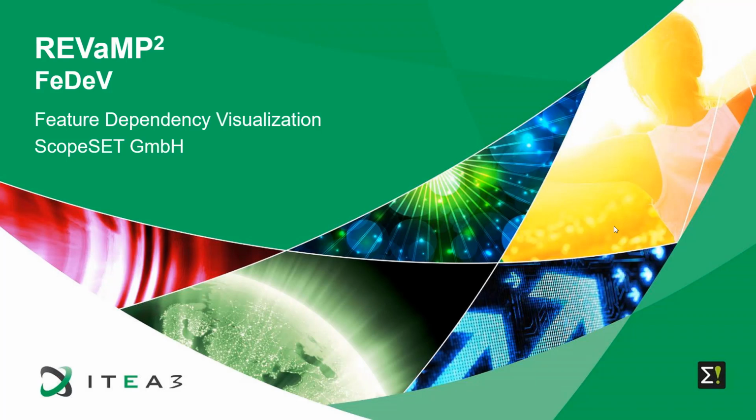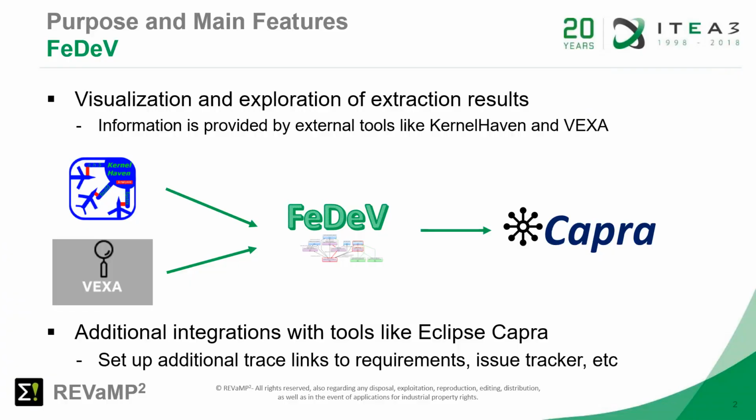Welcome to this video about FeDeV, a feature and feature dependency visualization tool developed by ScopeSet. The main purpose of FeDeV is the visualization and exploration of extraction results. This information is provided by external tools like KernelHaven and VEXA.